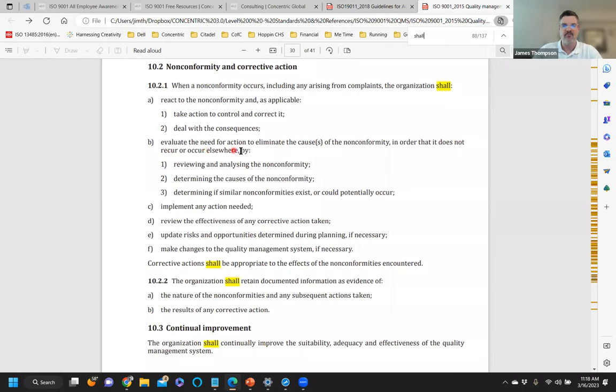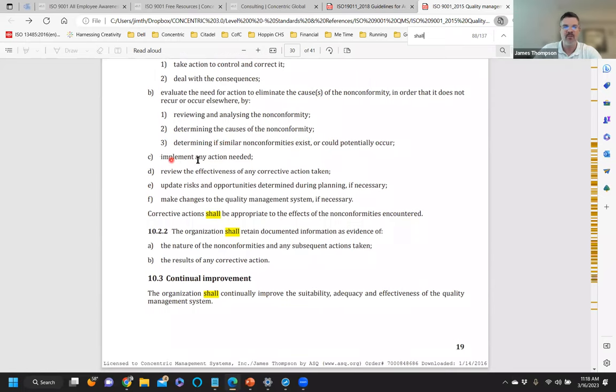So it says, in order that it does not recur or occur elsewhere, by reviewing and analyzing the nonconformity, determining the causes of the nonconformity, and determining if similar nonconformities exist elsewhere or potentially could occur. Then implement any action needed, review the effectiveness of those actions, then update risks and opportunities determined during planning if necessary. So this might be re-ranking or re-scoring a risk or an opportunity if you're using something like an RPN or FMEA or a risk analysis tool, and then make changes to the QMS as necessary.